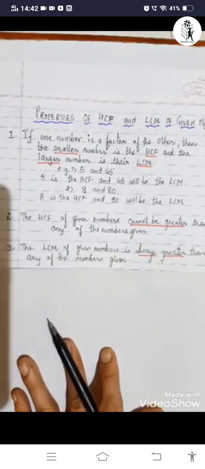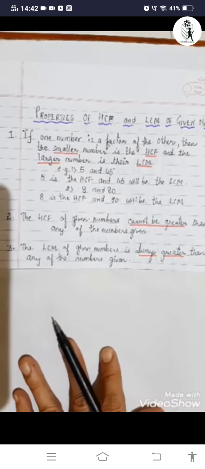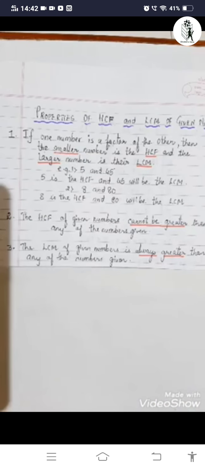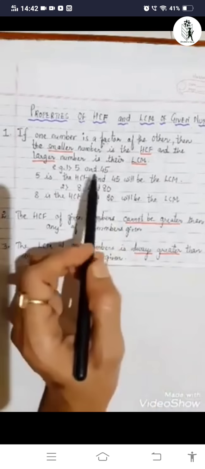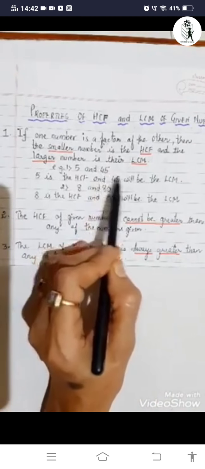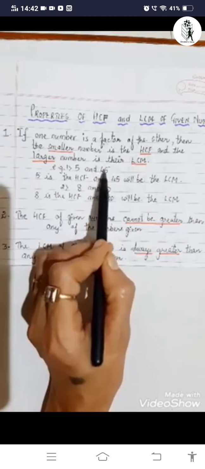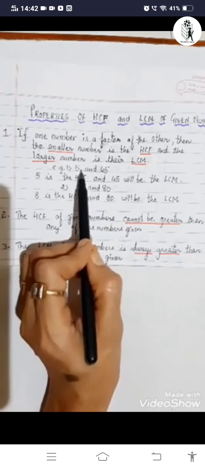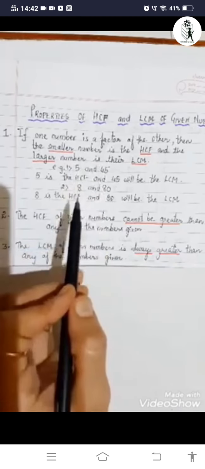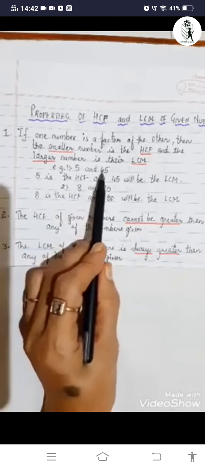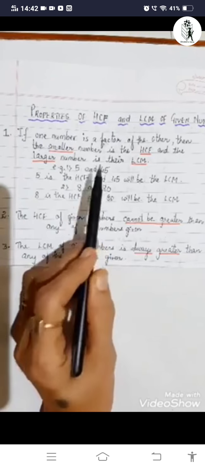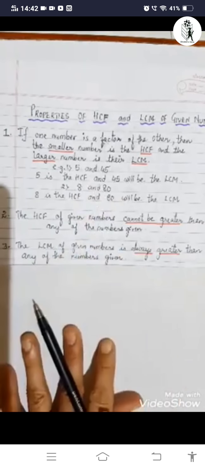The third property says the LCM of the given numbers is always greater than any of the numbers given. So here again, the LCM may be equal, like 45 is the LCM. So it can be equal, but the LCM is never less than the given two numbers. So in short, the HCF is never greater than the given two numbers and the LCM is never less than the given two numbers. This is the third property.